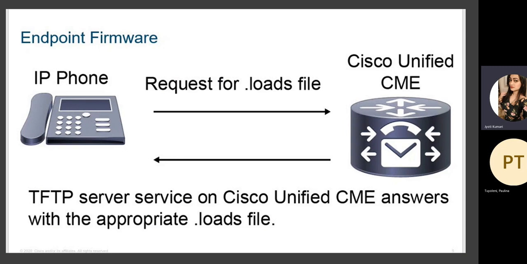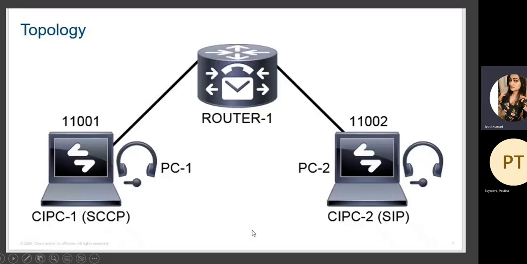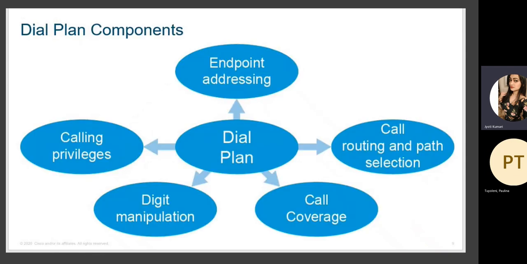We discussed the IP phone firmware, and how the endpoint firmware is loaded. It is loaded from the CME itself, which is the TFTP server. So a service on the TFTP server, which is the CME, answers with the appropriate .load file, which is the firmware. And we did this lab in which we configured and registered one CIPC through SCCP, another through SIP, and there was communication between these two. We configured different commands for SCCP and SIP.